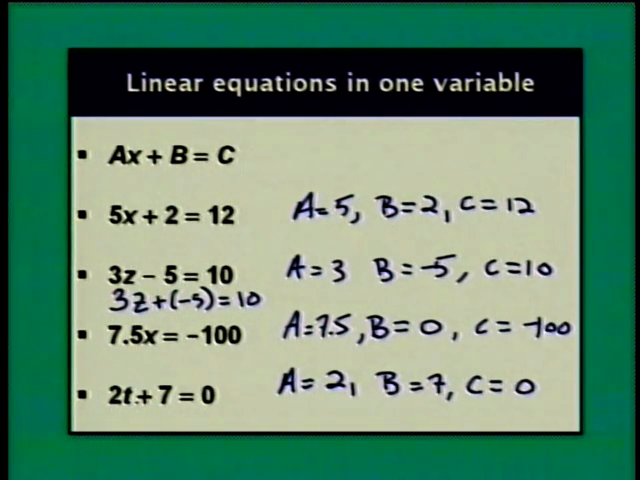Now, the reason why we don't allow a to equal 0 is if we multiply x by 0, the first term would just be 0, and then we would just have a statement b equals c, which might be true, it might be false, but it wouldn't be a linear equation in one variable.